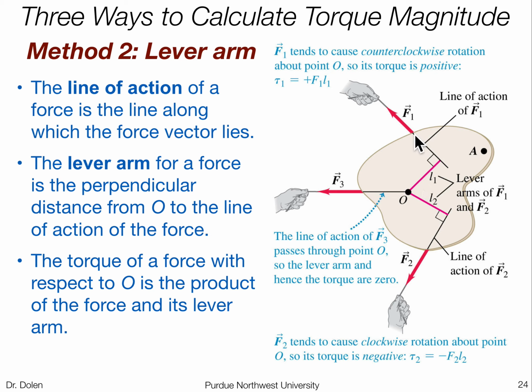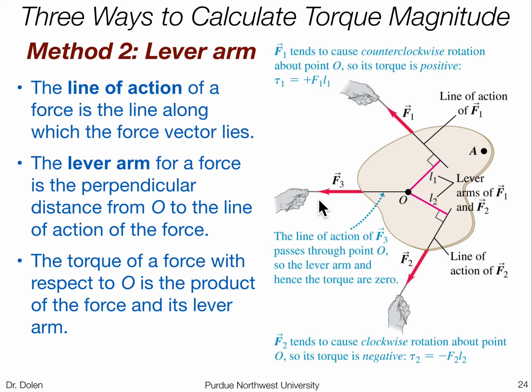I could apply a force in this direction. If I want to figure out the torque from that, I can extend the line in both directions. That's my line of action. This is the place of closest approach. That's my lever arm. So I just multiply that distance by that force, and that tells me the torque. So it's not this distance using this method. It is drawing my line of action and then figuring out my lever arm.